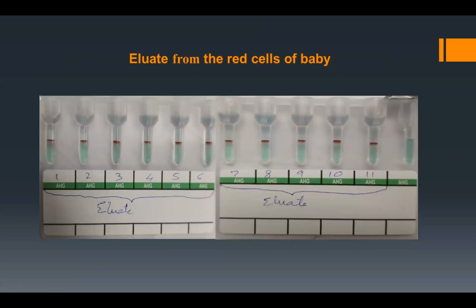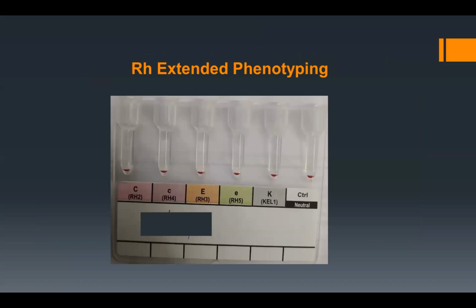Then we subjected the red cells of the baby to acid elution. We found that the eluate is also giving the same reaction pattern as the maternal serum in the 11 cell panel. So here you can see the Rh extended phenotyping of the mother.